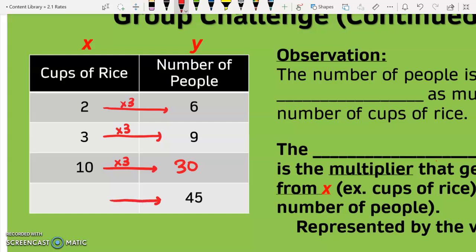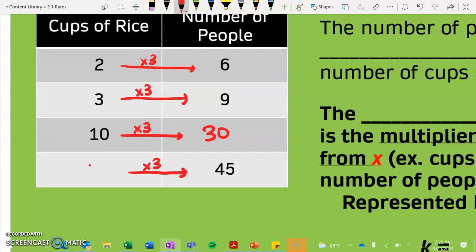But then how do you find what amount of cups of rice will feed 45 people, right? Or in other words, what number can we plug in here that'll multiply by 3 to get us 45, right? And maybe if you did some guessing and checking, you would have found that this has to be 15 cups of rice to feed 45 people, right?